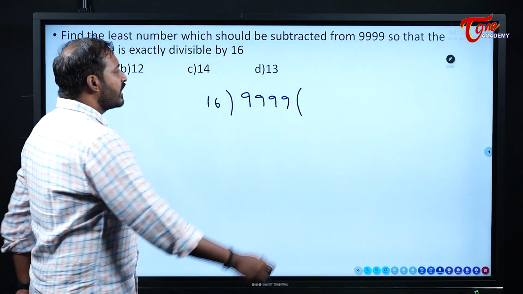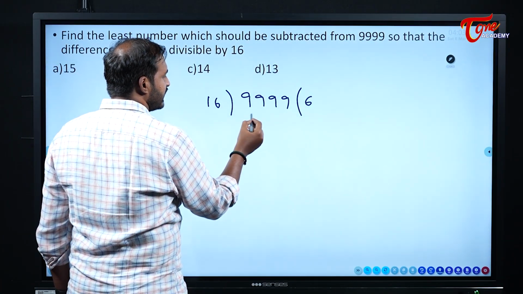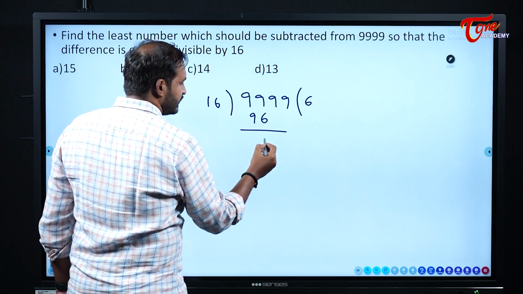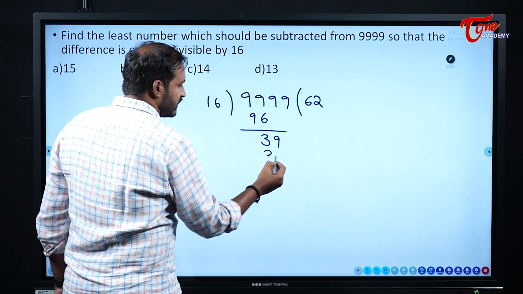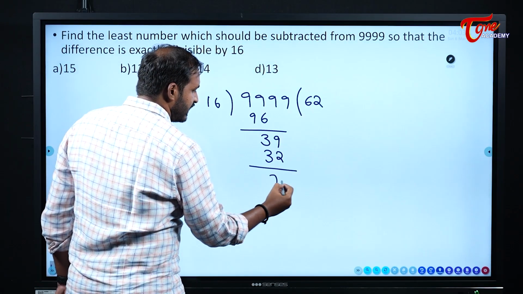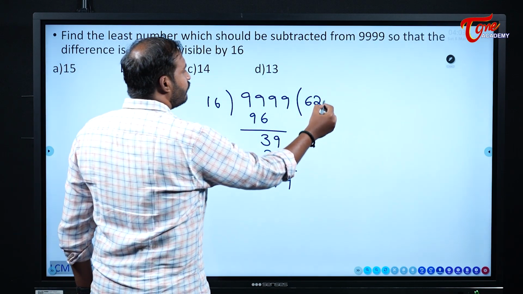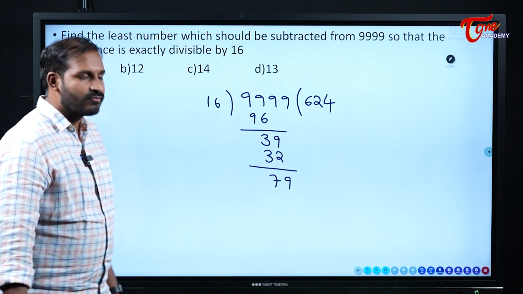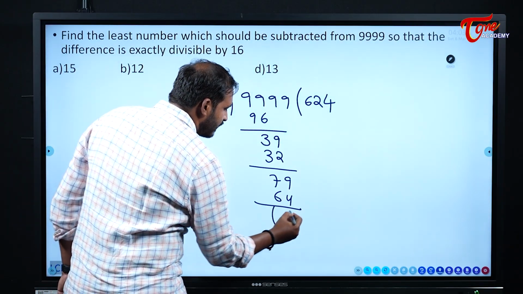Okay, right, 4 9's, 4. I will go with 16 6's are 96. I will be left with 3 and 9 will come here. 16 2's are 32, 7 and 9. Okay, next 16 4's are what I will get here? 64. And what is the remainder I have here?